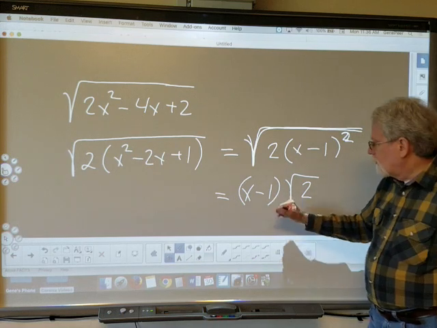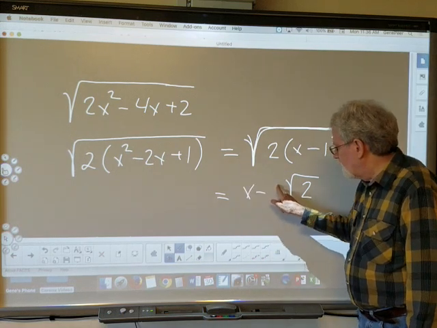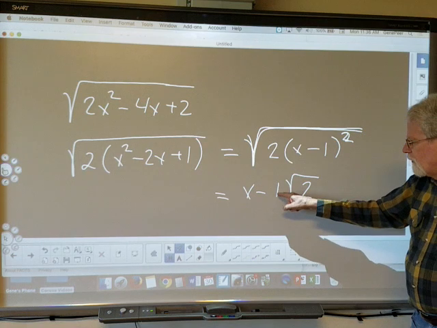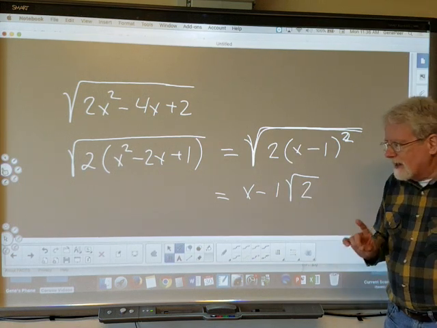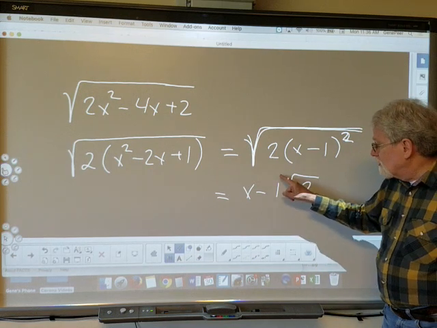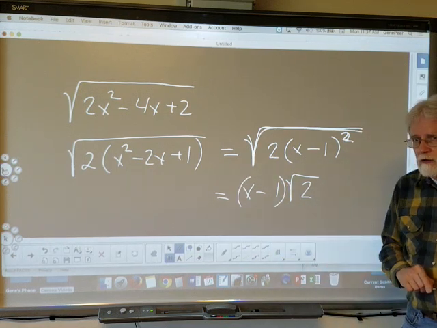Well, first of all, the parentheses, you can't just do this. If you do that, only the 1 is being multiplied by the square root of 2. We don't want just the 1 multiplied by the square root of 2. And I've caught some of you neglecting your parentheses, but that's still wrong.